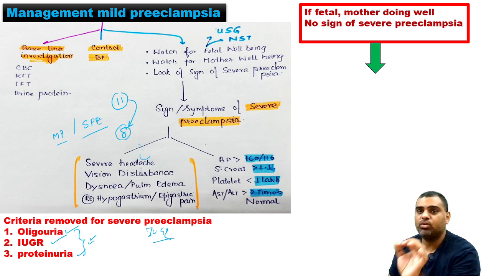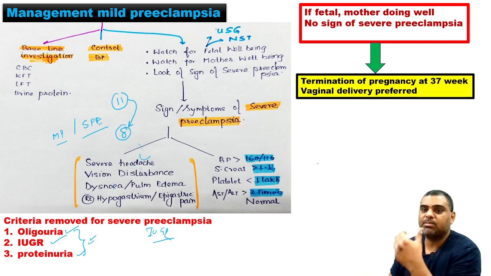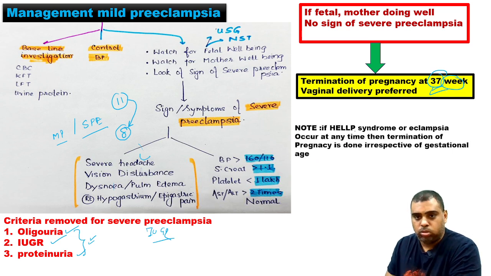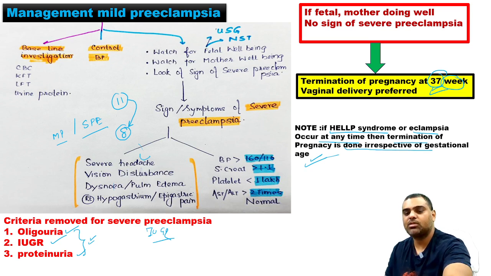Now, if the fetus and mother are doing well, no sign of severe preeclampsia, then what will you do in mild preeclampsia? Terminate the pregnancy at 37 weeks. At 37 weeks, you have to terminate the pregnancy in case of mild preeclampsia. If HELLP syndrome or eclampsia occurs at any time, then terminate the pregnancy irrespective of gestational age. I have told you.